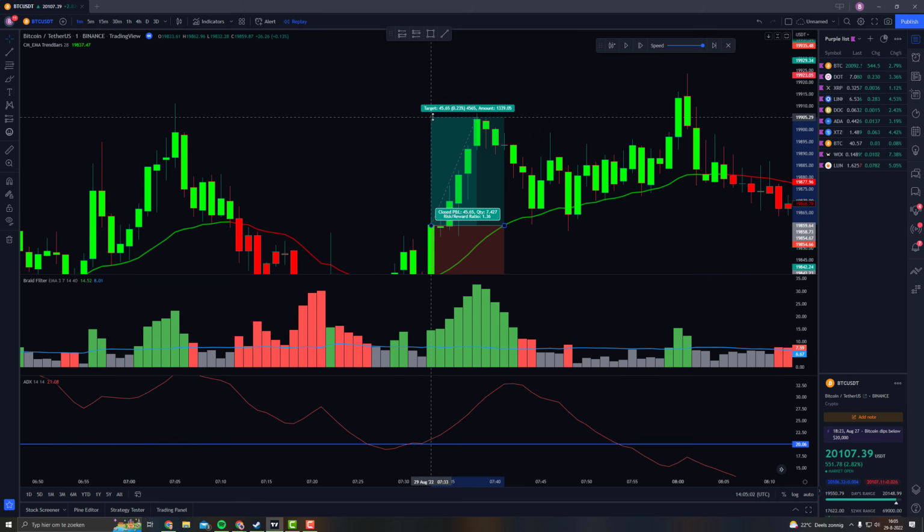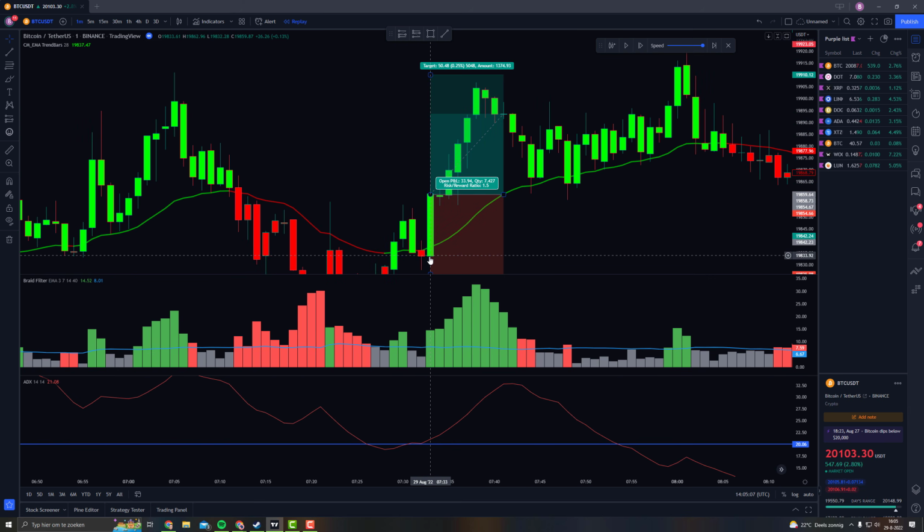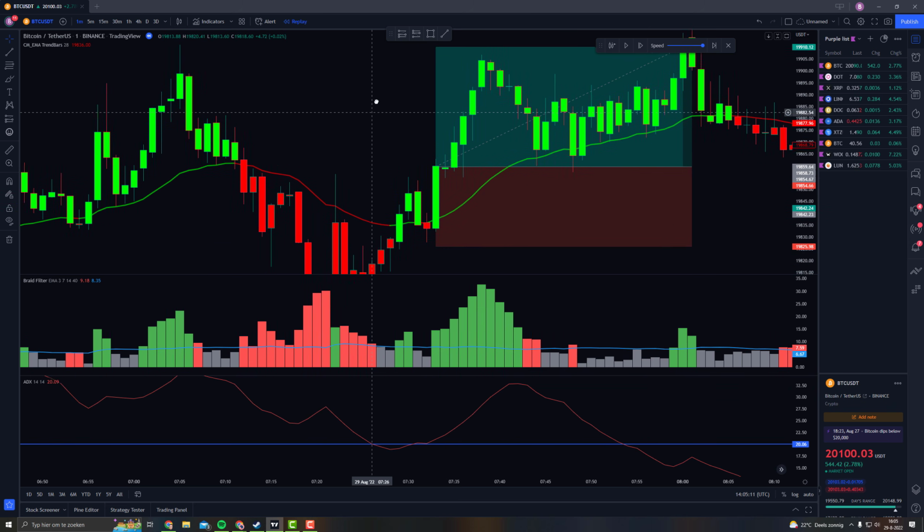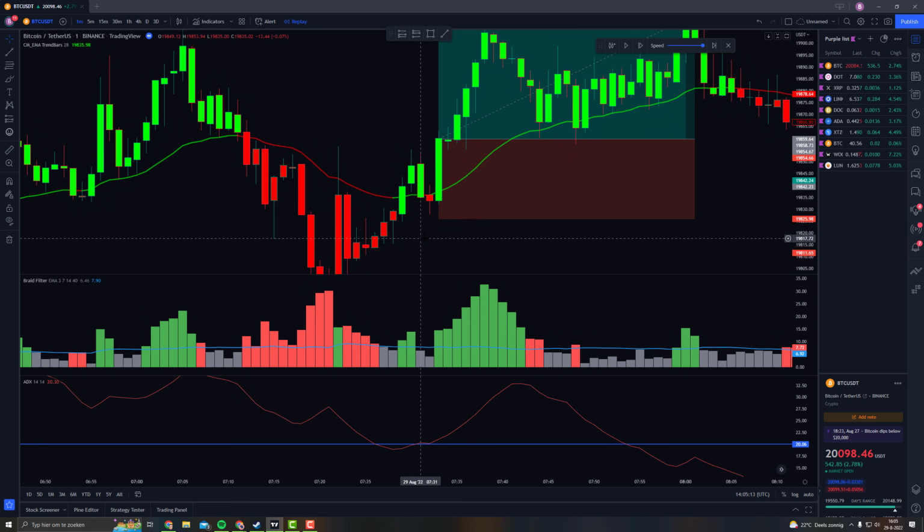You can place it wherever you would like, but I think if it's a candle like this, I just place it just underneath that candle. But that's personal, you will still have hit it if you place it underneath the wick, but that's all up to you.